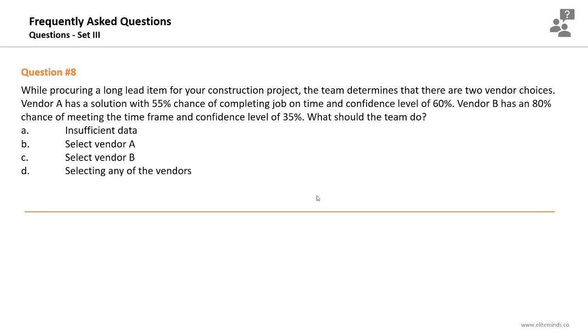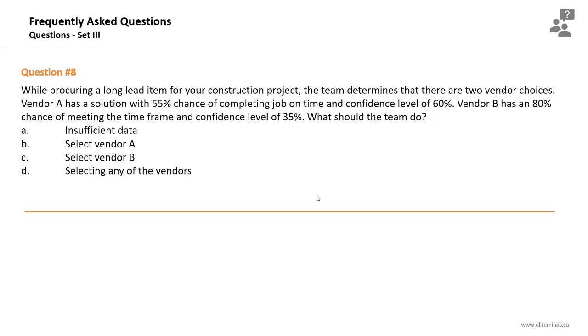Question number 8. While procuring a long lead item for your construction project, the team determines that there are 2 vendor choices. Vendor A has a solution with 55% chance of completing the job on time and confidence level of 60%. Vendor B has an 80% chance of meeting the time frame and confidence level of 35%. What should the team do? So this is a typical question that might appear in the exam. In my exam, I had 2 or 3 questions similar to this one with the concept of the confidence level, not only the probability.